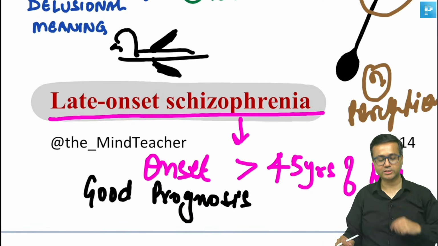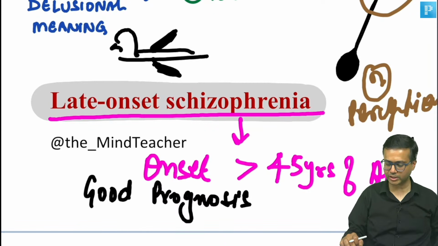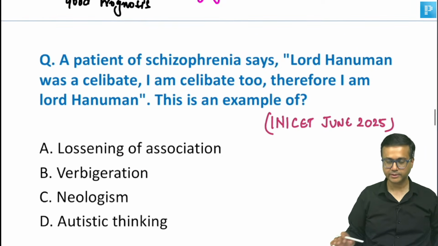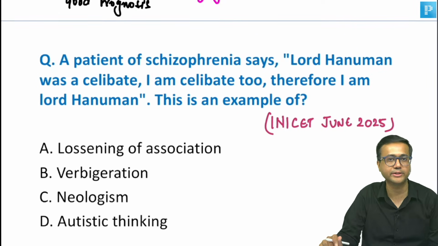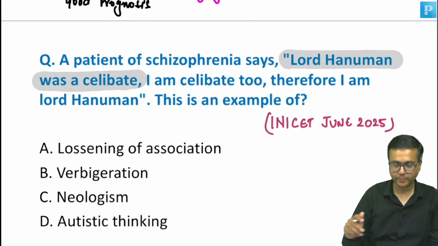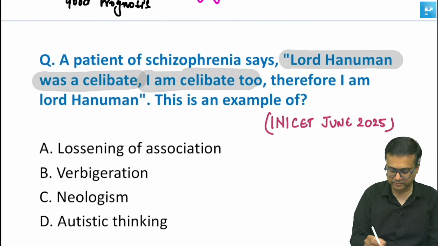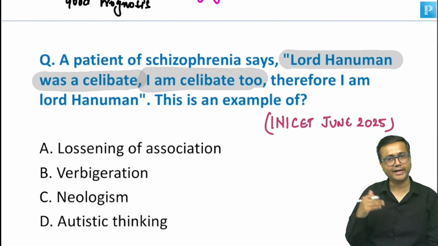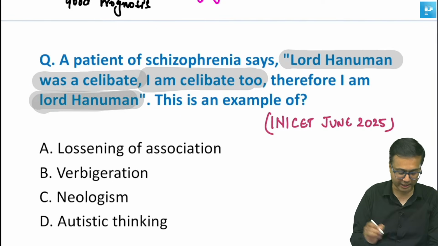Let me show you some questions, beta, so that you have an idea what kind of questions may be asked from the history. See this question, everyone. This question was asked in a recent INI-CET exam. A patient with schizophrenia says, Lord Hanuman was a celibate, I am a celibate, so therefore I am Lord Hanuman. Celibate means brahmachari.